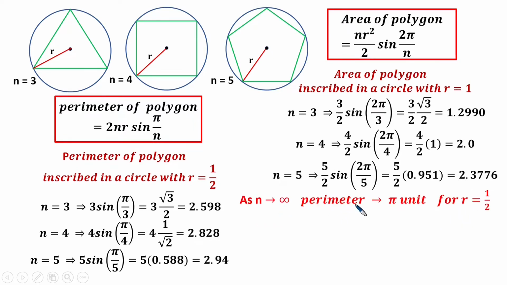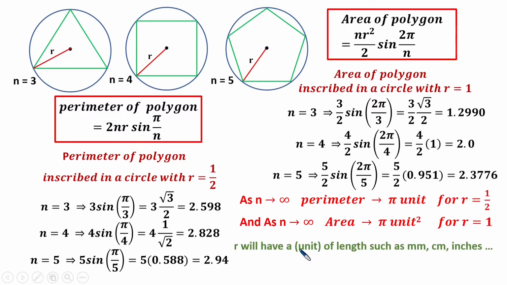So as n tends to infinity, the perimeter tends to pi units for r equal to half, which we have shown here. And as n tends to infinity, the area tends to pi unit square, because area is in length square, for r equal to 1. So r will have a unit of length such as millimeter, centimeter, inches. And perimeter is in unit, area in unit square, and volume in unit cube. Okay, so here we have only discussed circumference and area. Suppose for a sphere, it will be r cube, that is millimeter cube or centimeter cube. This is the unit of length.